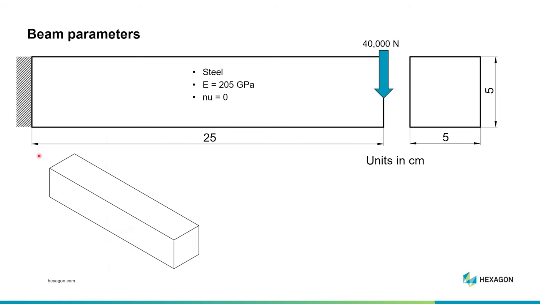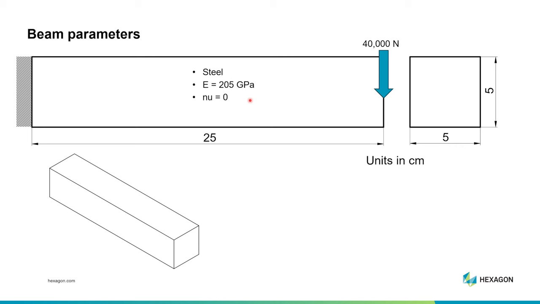First, let me describe what we're about to model. We're dealing with a beam. It's a cantilever. It has a fixed, rigid support at the left-hand side and a load of 40,000 newtons being applied on the right. It has a cross-sectional area of 5 by 5 centimeters and a length of 25 centimeters. We'll deal with meters as our units in the tutorial.